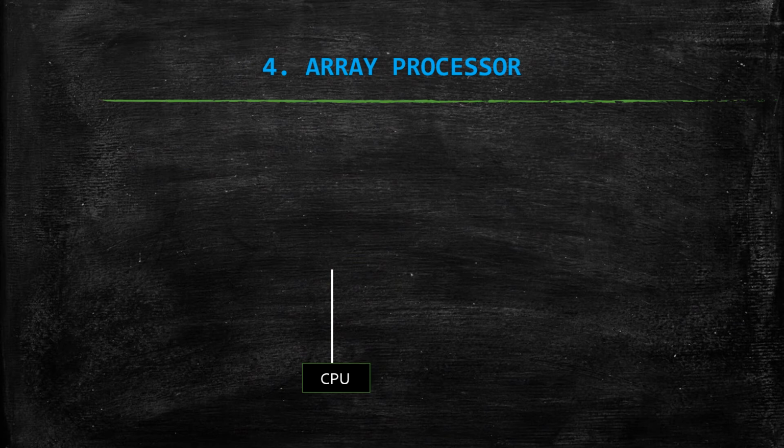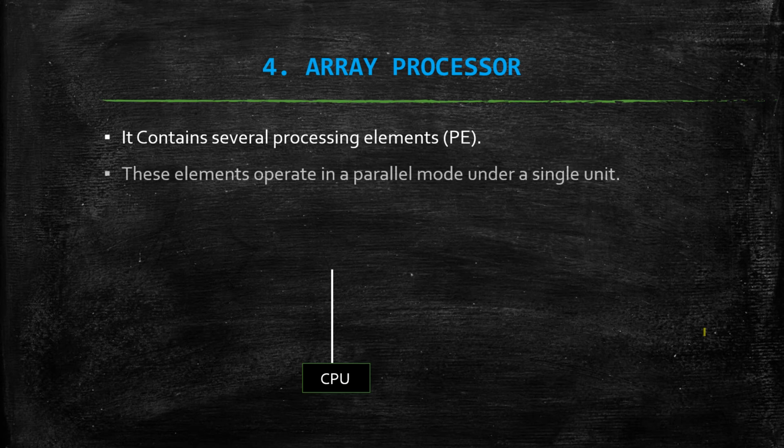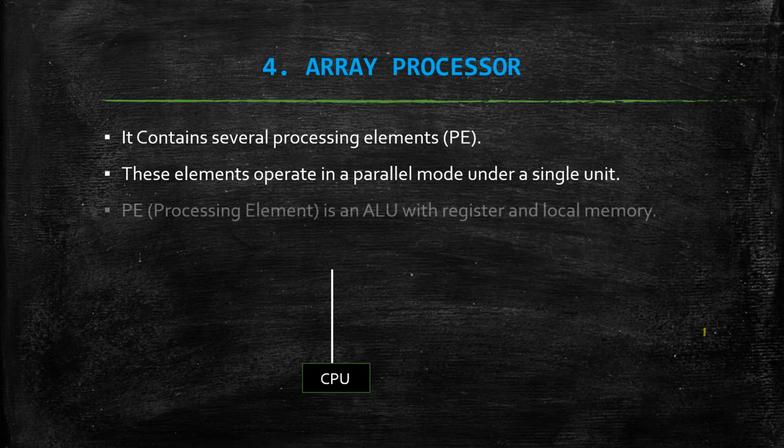The last one is an array processor. So what is an array processor? An array processor normally contains several processing elements that we call PE. PE means the processing elements. Their job is to operate in a parallel mode under a single unit. You will have a single unit, and in this single unit you will have multiple processing elements, and all of them work together in a parallel mode, meaning everything will go in a parallel mode.